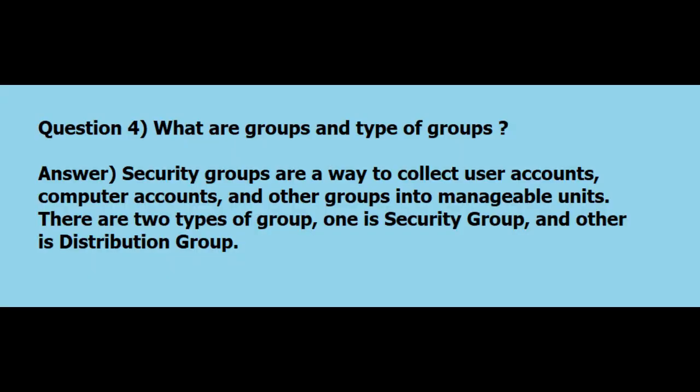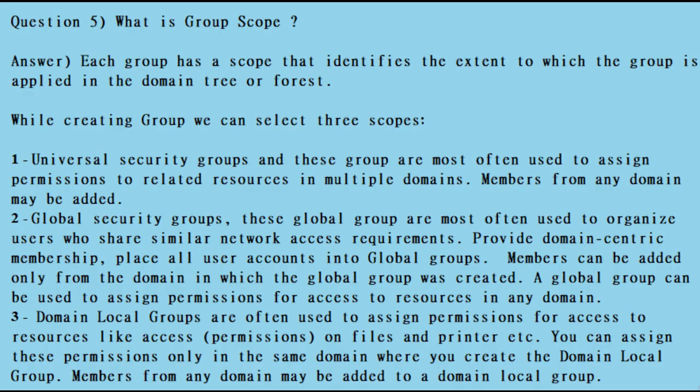Question 4. What are groups and type of groups? Answer. Security groups are a way to collect user accounts, computer accounts, and other groups into manageable units. There are two types of groups. One is security group, and other is distribution group. Question 5. What is group scope? Answer. Each group has a scope that identifies the extent to which the group is applied in the domain tree or forest. While creating group, we can select three scopes.